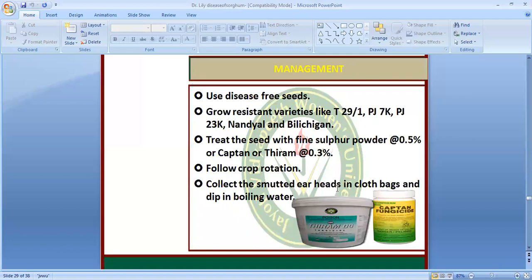So what is the management? The management is use of disease-free seed, growing of resistant varieties like Nandyal Local and PJ70, treating the seed with fine sulfur powder at the rate of 0.5% or with captan and thiram at the rate of 0.3%. Then there should be crop rotation, or we can collect the smutted earheads in a cloth bag and dip it in boiling water.